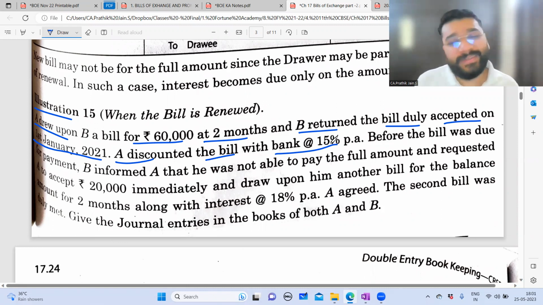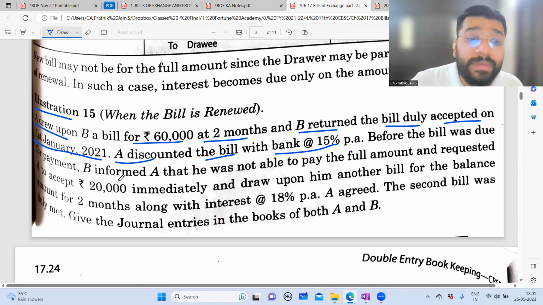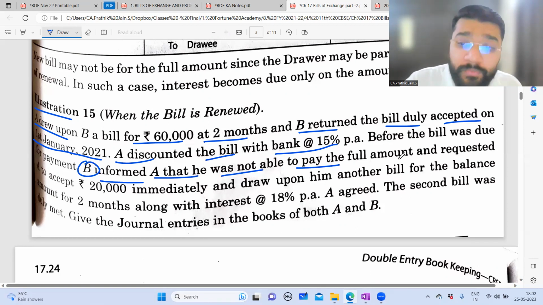Case 2. A discounted the bill with the bank at 15% per annum before the bill was due for payment. Before the bill was due for payment, B informed A that he was not able to pay the full amount and requested A to accept 20,000 immediately.